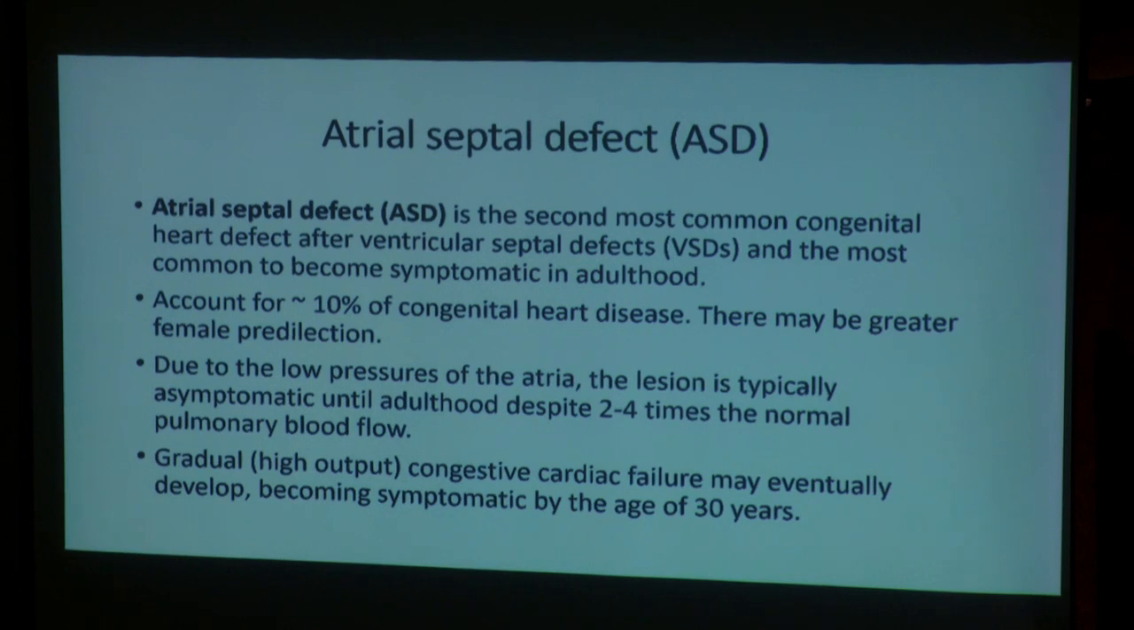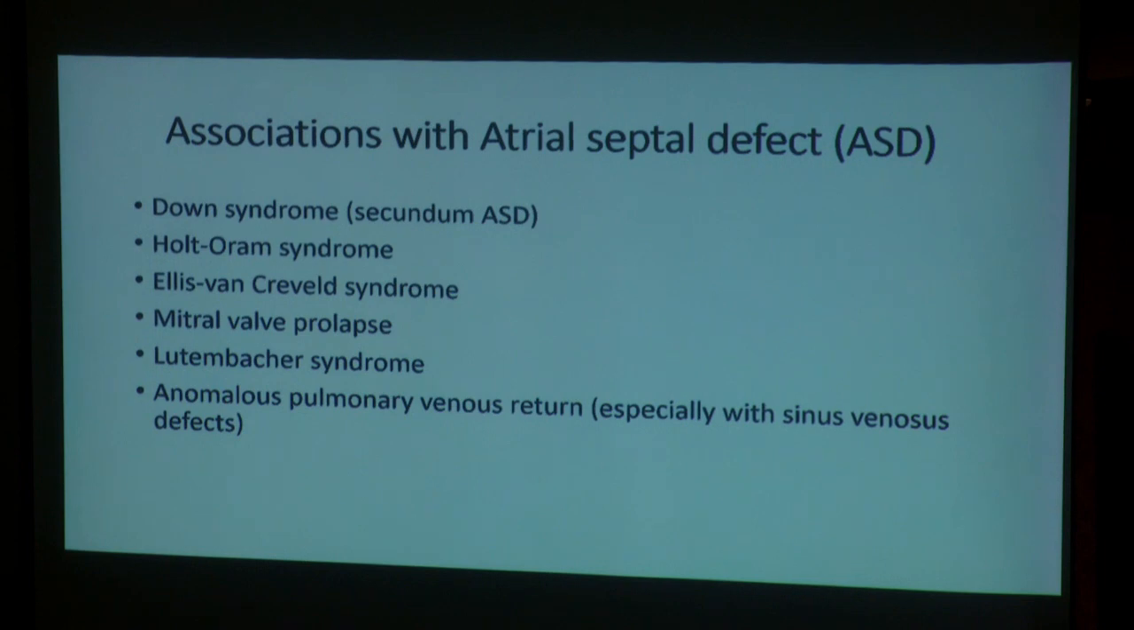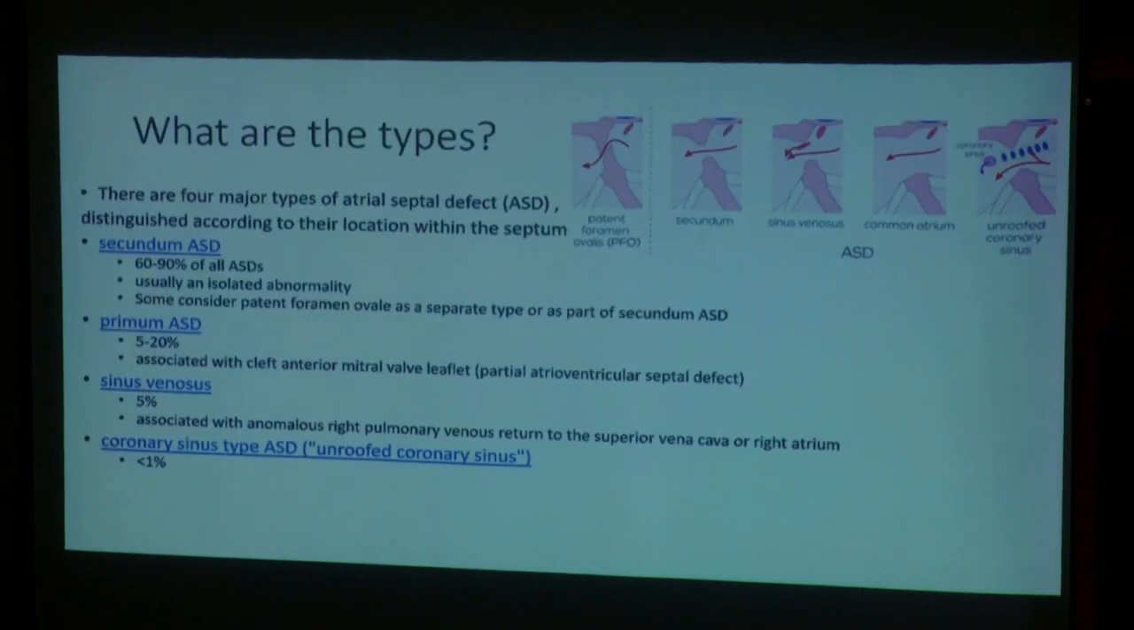ASDs are the second most common congenital heart disease after VSDs, and they are the most common to become symptomatic in adulthood. They present a little late because of the low pressure involved in the shunts. These are the associations with ASDs: Down syndrome, Holt-Oram, Lutembacher, and anomalous pulmonary venous return.